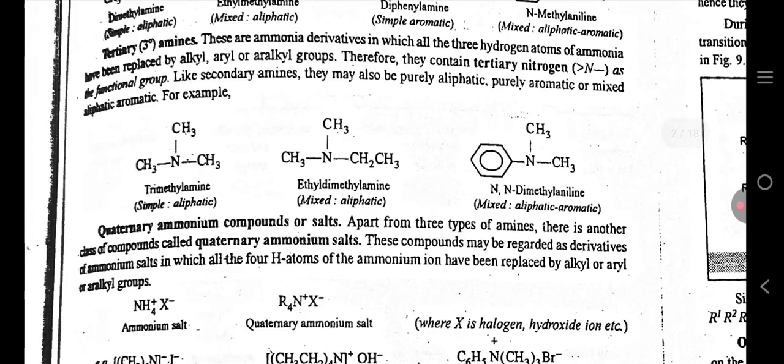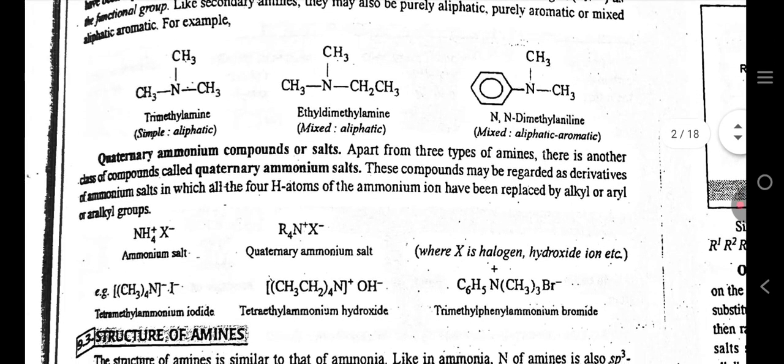Tertiary amines. These are the ammonia derivatives in which all the three hydrogen atoms of ammonia have been replaced by alkyl, aryl, or aralkyl groups. Therefore, they contain tertiary nitrogen as the functional group. Like secondary amines, they may also be purely aliphatic, purely aromatic, or mixed aliphatic aromatic. For example, trimethylamine, ethyldimethylamine, and N,N-dimethylaniline.